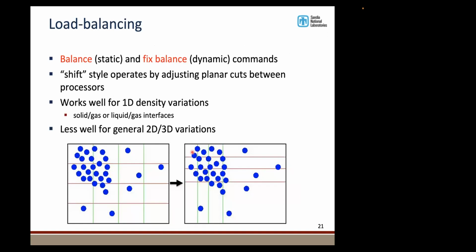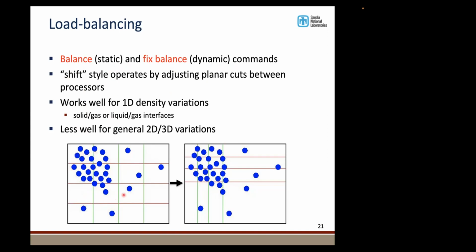Okay, so with this domain decomposition, we may have an inhomogeneity in our distribution of atoms, and that will lead to a load imbalance so that some processors have more work than others. And so the way that we get around this in LAMMPS is called load balancing. There can be both static and also dynamic options to load balance. So the most simple option in LAMMPS of load balancing is called the shift style. And this just shifts the planar cuts between processors.